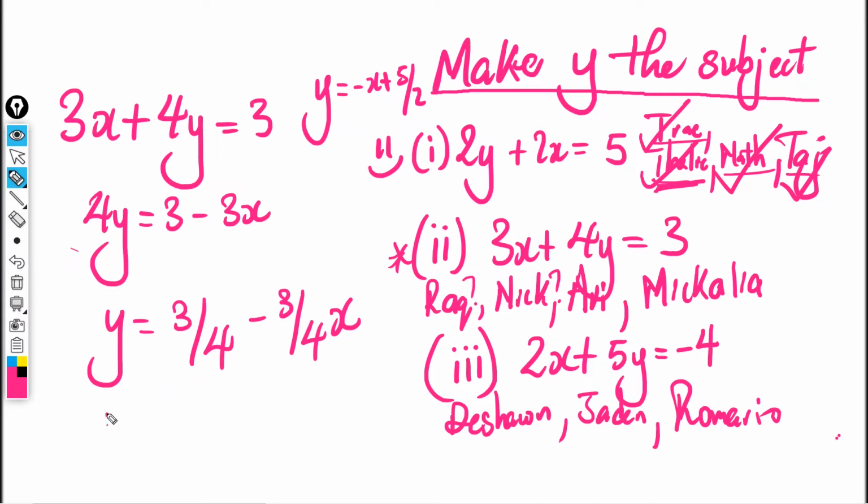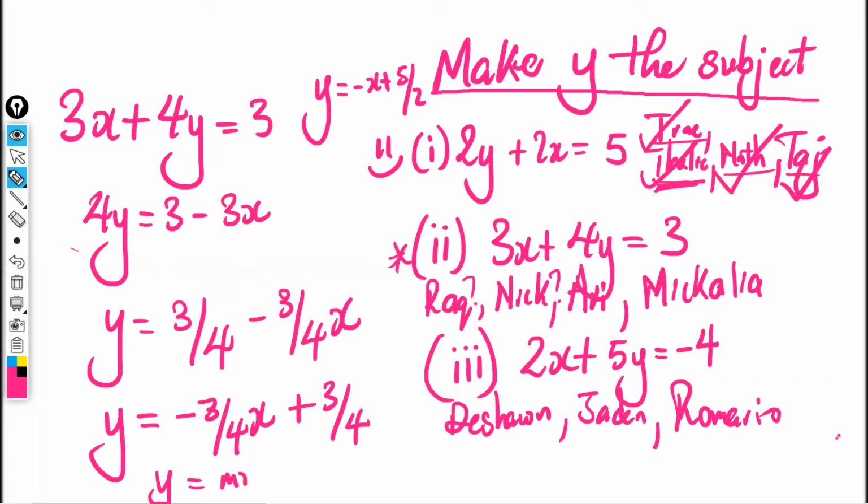So if I'm supposed to put it in the form y is equal to mx plus c, this is it. Y is equal to minus 3 over 4x plus 3 over 4. And this is in the same form, y is equal to mx plus c. Cool. So Raquan, you get what I'm saying now? I don't know how you got y is equal to minus 2. I'm not really understanding what you did there. You just need to make y the subject. Making sense to you now, Raquan?